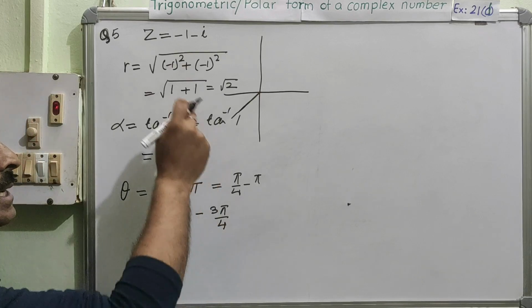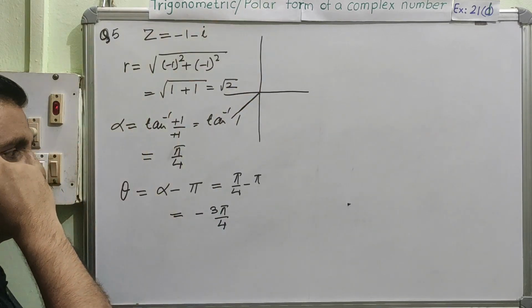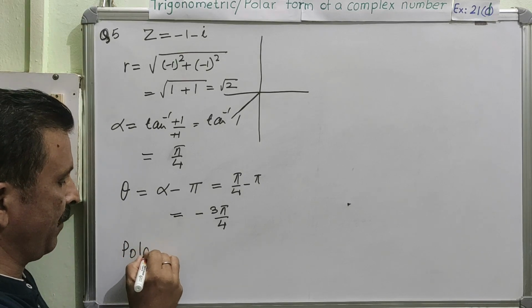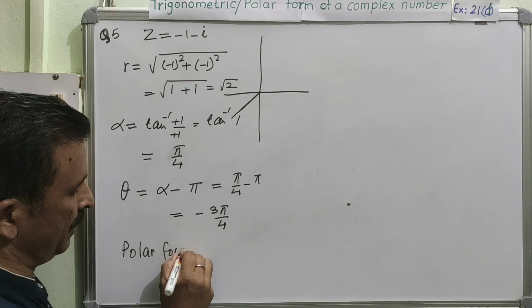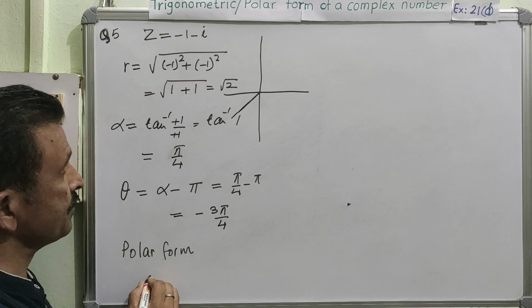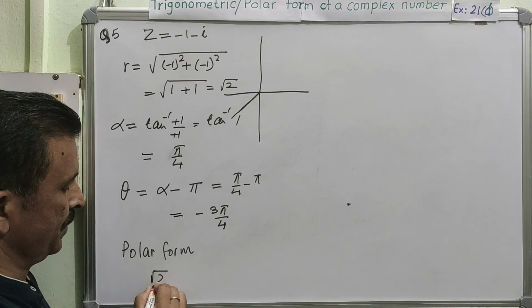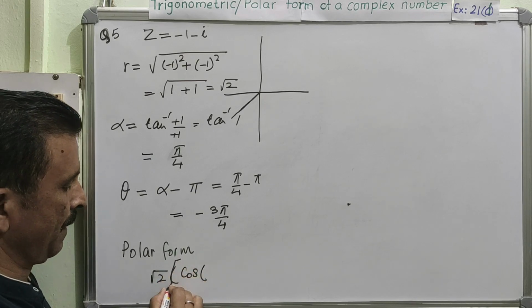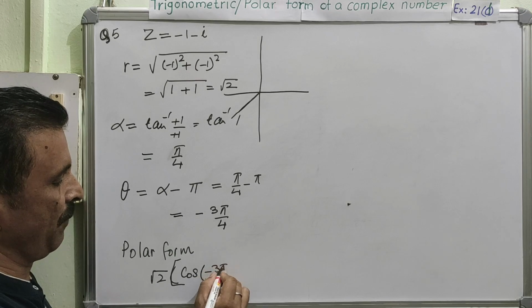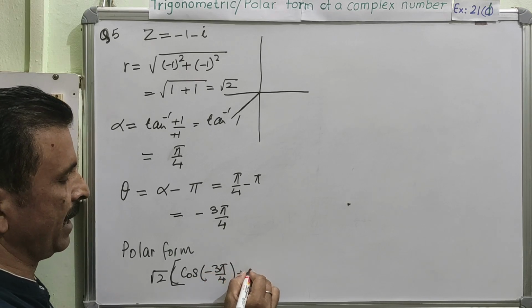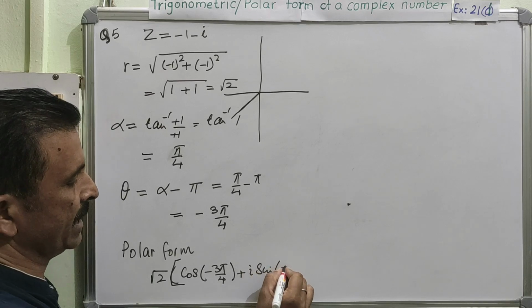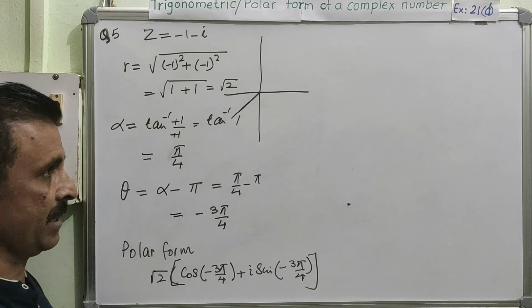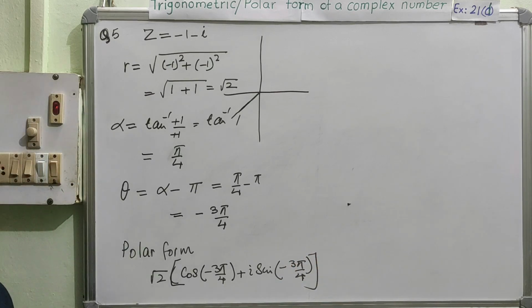Now once the amplitude and the modulus are calculated, we can write down the polar form of the given complex number. Therefore the polar form of the complex number will be equal to r, which is root 2, times cos theta, that is cos of negative 3 pi over 4, plus i sine negative 3 pi over 4. This is the polar form of our given complex number. This is the answer. Is it very clear?